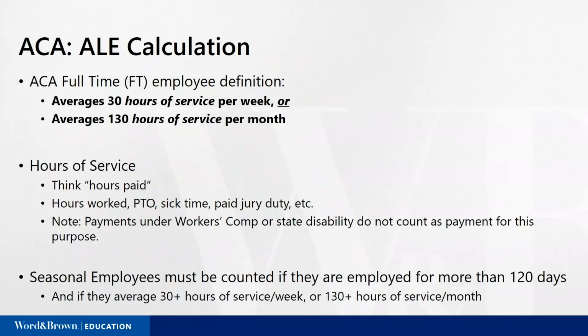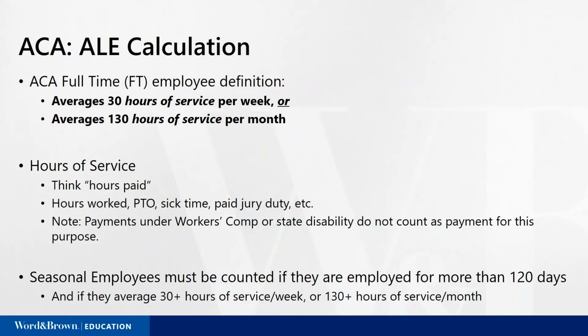Some important definitions when we're talking about this ALE calculation. Under the ACA, a full-time employee is considered someone that averages 30 hours of service per week or averages 130 hours of service per month. You have to use this definition when defining full-time employees for this calculation, even if that definition may differ from what you may consider a full-time employee in your organization. That could be up to 40 hours a week, 30 hours a week. The IRS says use this specific definition when making that calculation.